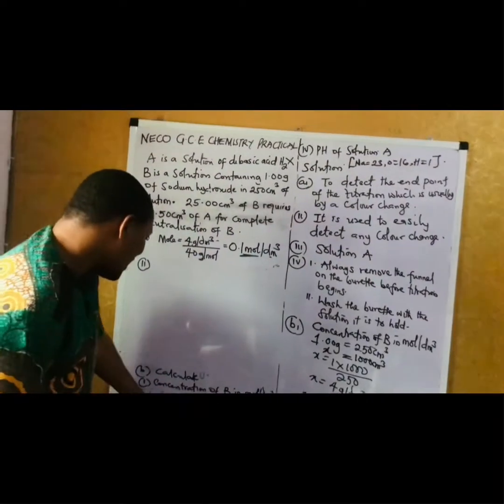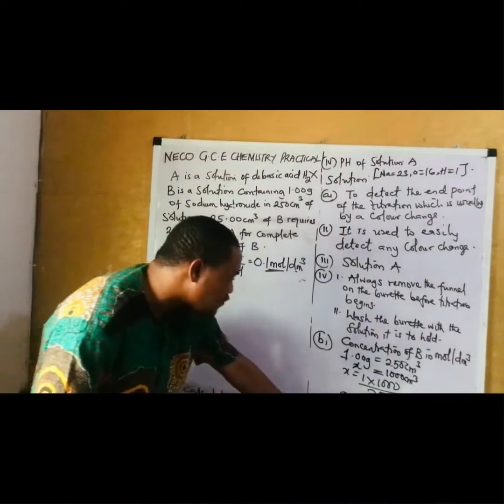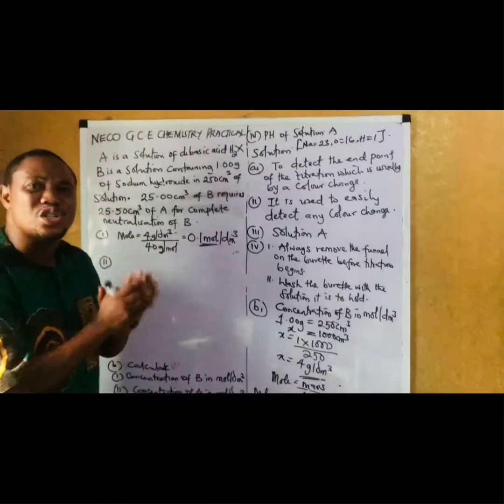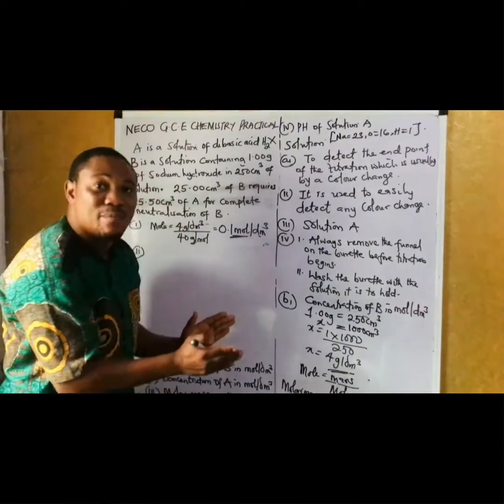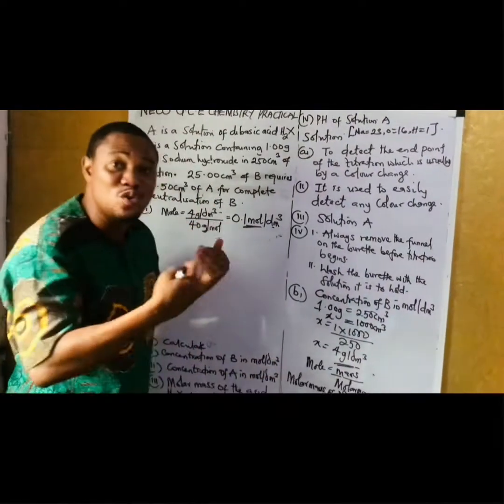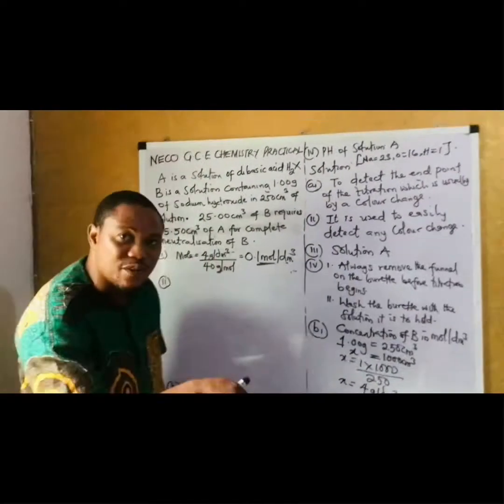They said, concentration of A in mole per dm³. Same question. Can I use this formula? There is no need for you to rush yourself. Just look at what you have been given, look at what is obtainable, and you can tell which formula to use. So I'll look at this. I'm still using the same formula, but let's see if the formula will work.